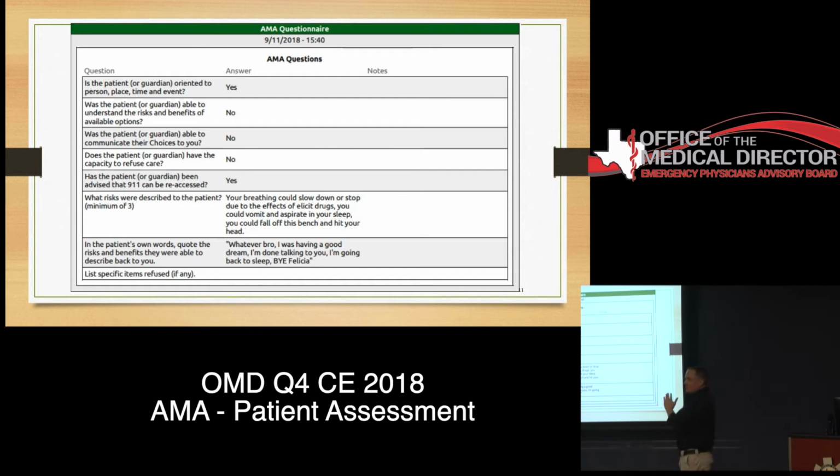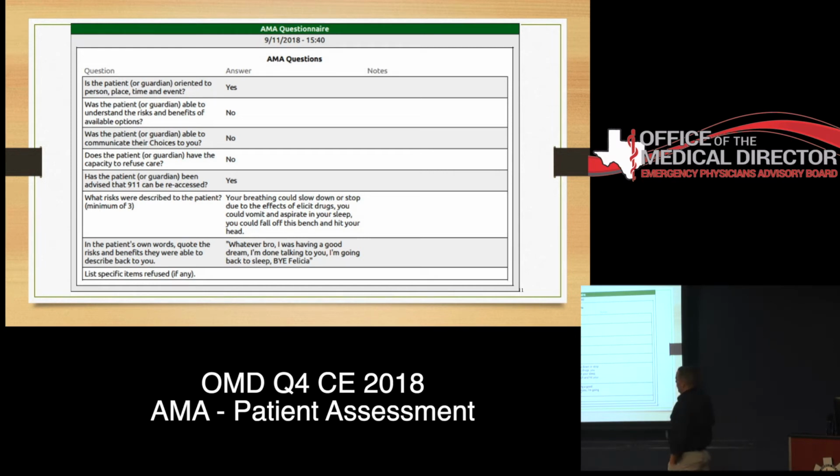Did this patient demonstrate capacity? No. I like the vibes. What's that? The vibes. He said, bye, Felicia. But we documented it accurately. The patient was not able to understand the risk. They actually did communicate their choices, so this should be a yes. They did not have capacity to refuse care.